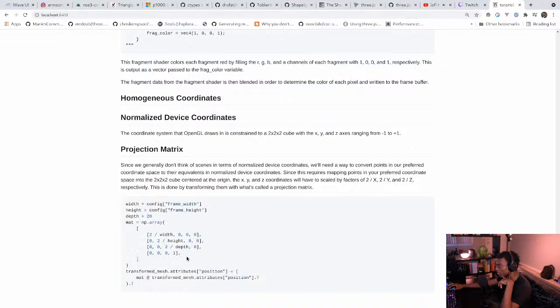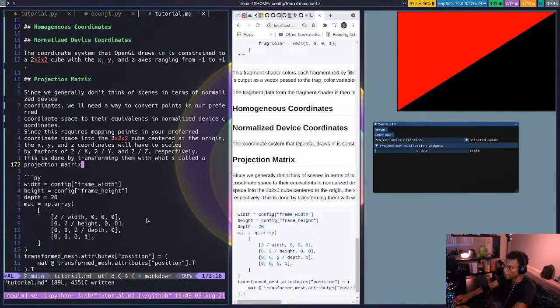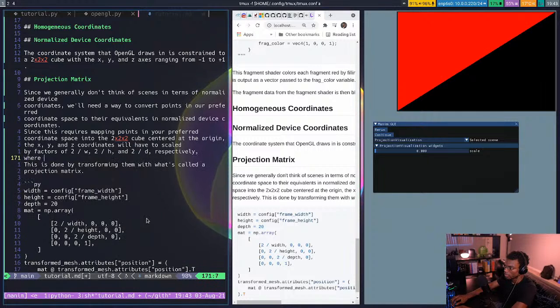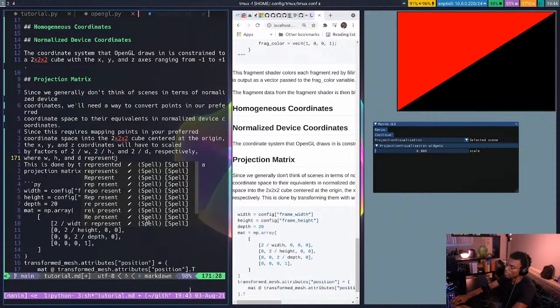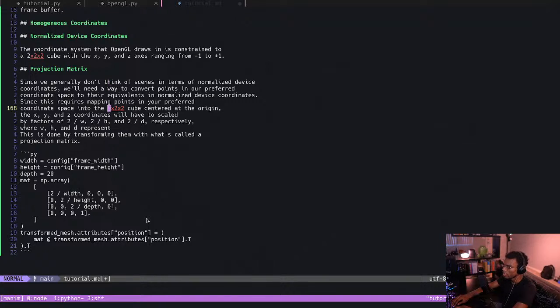Okay, and I think that's a really good visualization of that, together with the graphic. I should just say W, H, and D here, to make it clearer. Where W, H, and D represent... Actually, there's a lot that I'm assuming here. I'm assuming that you want a coordinate space that's centered at the origin, for one thing. Sometimes you might not want that.